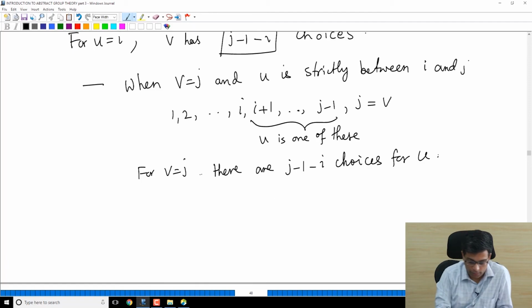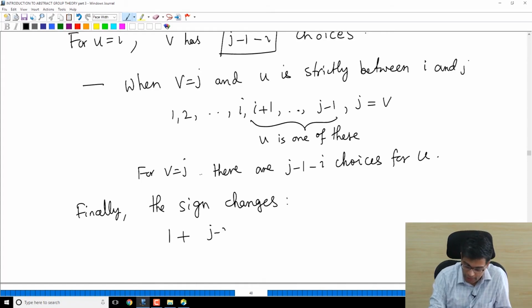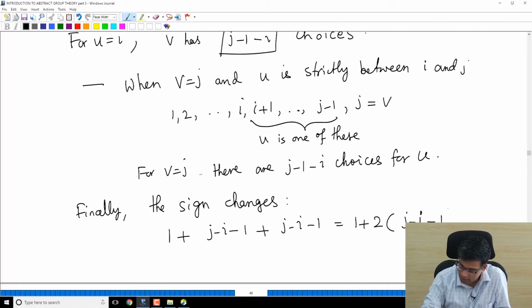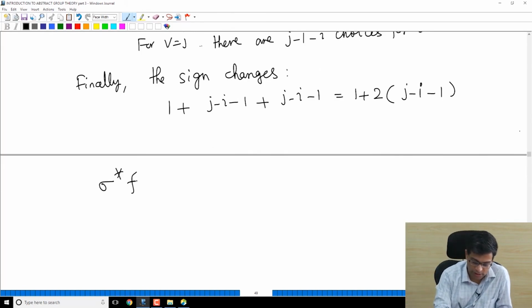So now the sign changes. So finally the sign changes once when U is I, V is J, J minus I minus 1 when U is I, and J minus I minus 1 when V is J, and this is 1 plus 2 times J minus I minus 1. So this many times the sign changes. So now we are able to finally say what is sigma star F. Okay, so it is, and this remember is an odd number.